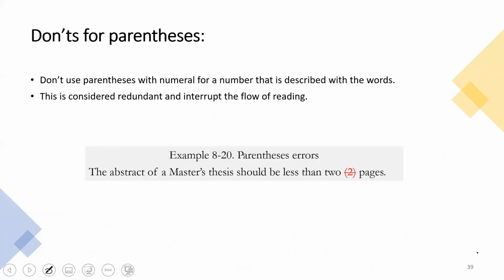Okay. When do you not use the parentheses? I'll give you one example. This is duplication or interruption. Try not to use it. You see that a lot in agreements or contracts. It's legal documents. In technical writing, you do not need this. It's redundant.